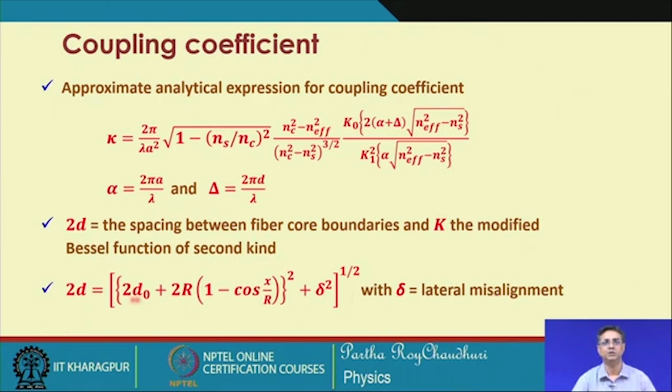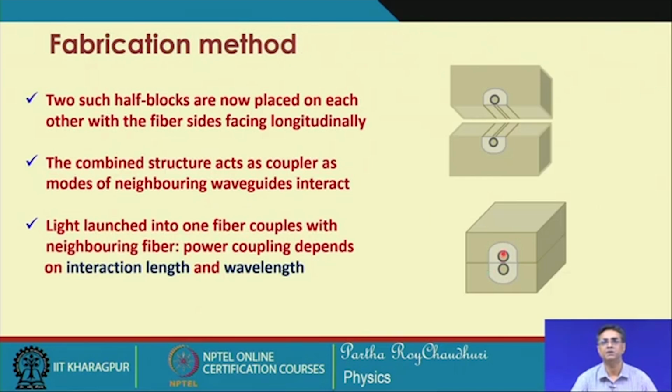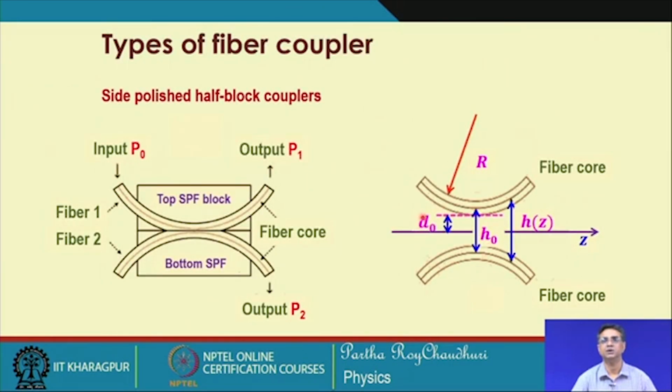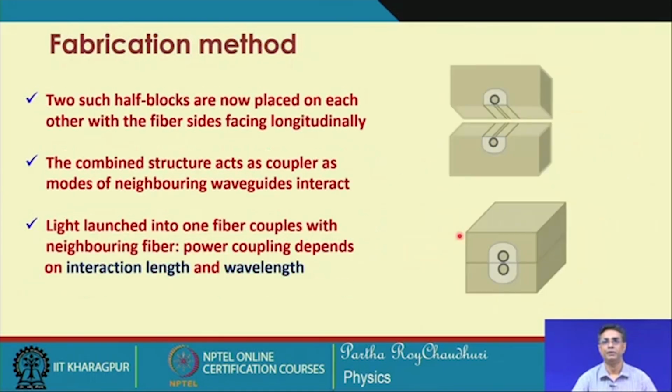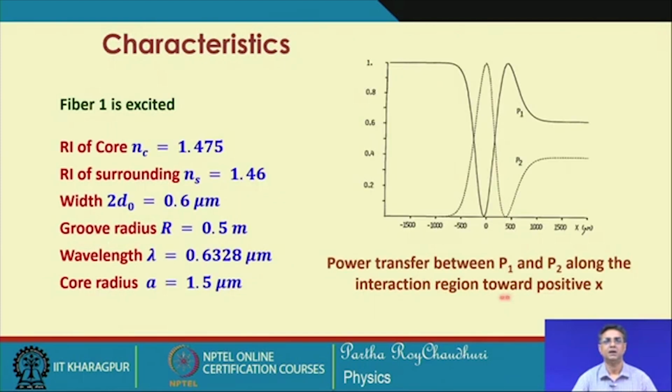This delta 2d is actually the analytical expression we can get with a little bit of geometry, and can be expressed as 2d0 plus 2r into 1 minus cos of (x by r) whole square. And delta is the lateral misalignment. You have to look at this. If they are misaligned laterally by an amount delta, and this is the structure d0, this is at any finite distance from the center of the two fibers. So, delta is the lateral misalignment.